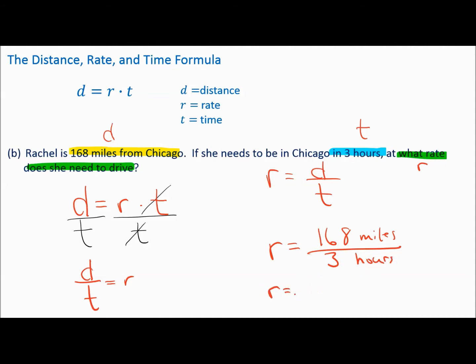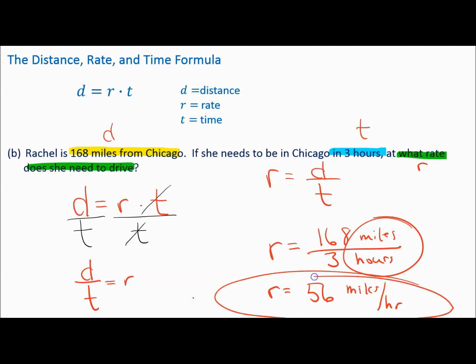Now, does 168 divided by 3? Let's find out. And I get 56. And remember, the units for rate is miles per hour, which is exactly what we have right here. Nothing cancels like it did in the problem before. So this is our final answer.